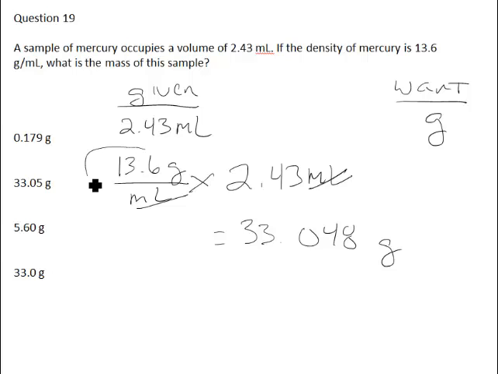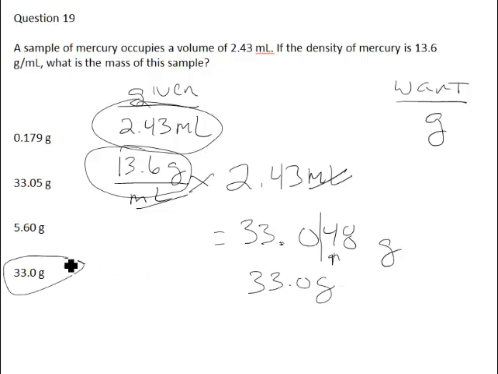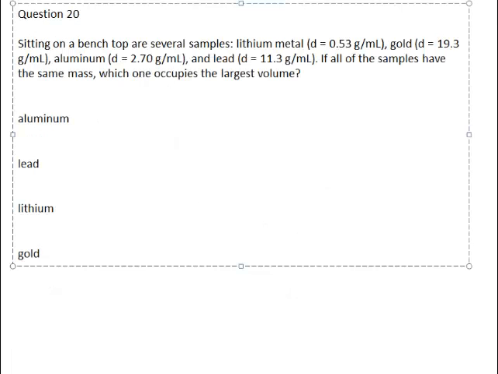Now, significant figures: 3 significant digits here, 3 significant digits here. This can only have 3 significant digits, so this is less than 5, so this becomes 33.0 grams, and that's my answer for number 19.